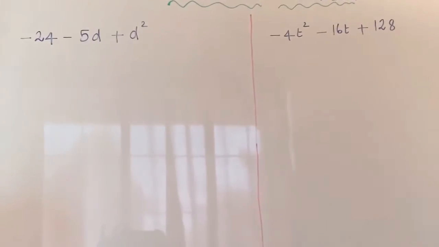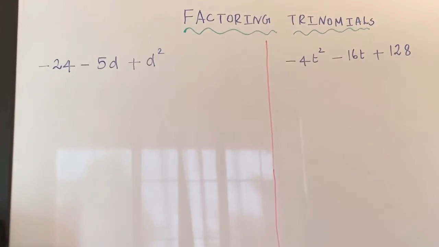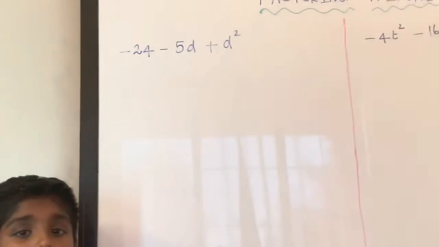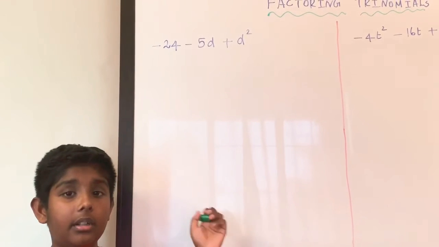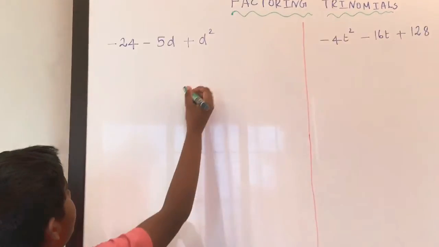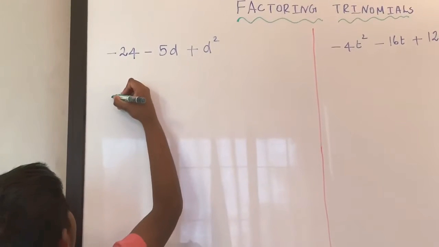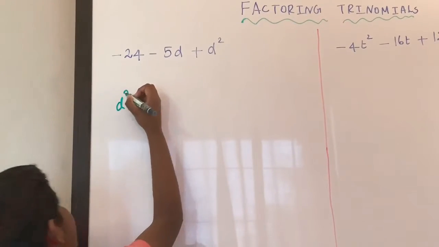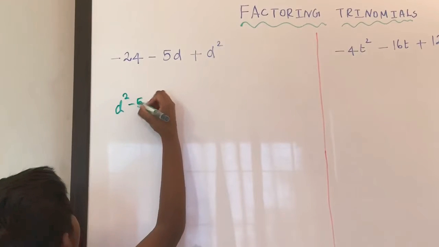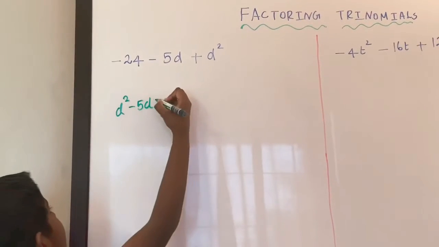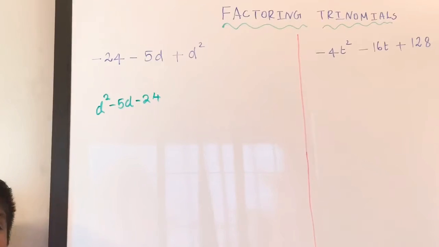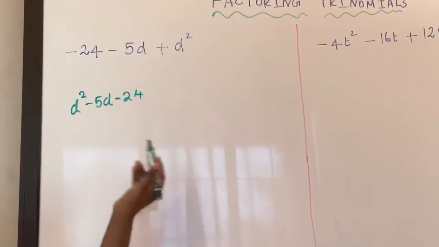Negative 24 minus 5d plus d squared. Let's see if it's in descending order. No, it's not, because our first term has to be some variable to the power of 2, but it's not. So we have to rewrite it in descending order. So d to the power of 2 is going to go first, because that is the bigger exponent. Then d to the power of 1, minus 5d to the power of 1, and then the constant 24. So now we have rewritten it. So now let's solve it.